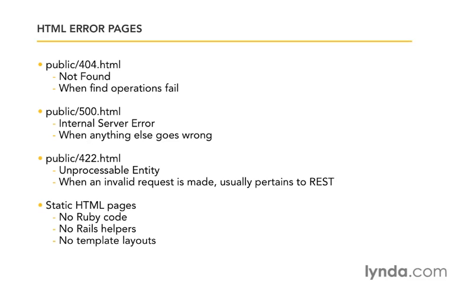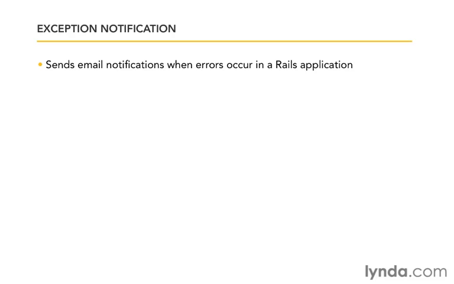In production, if an error comes up, not only do we want to show something nicer to the user and log it to our log file so we can look at it later, what's also really helpful is if we do something called exception notification. An exception is just another way of saying an error. An exception notification will send an email notification whenever an error occurs.